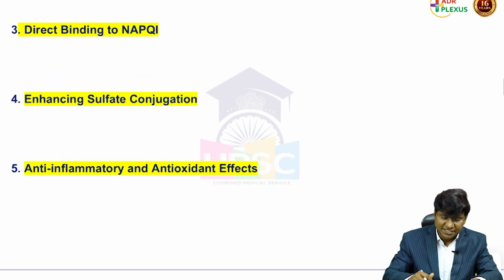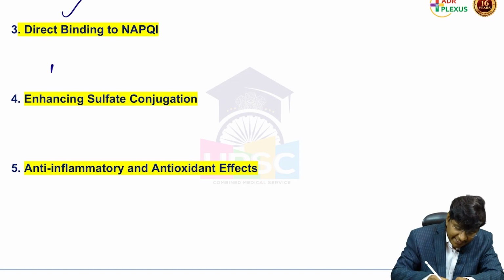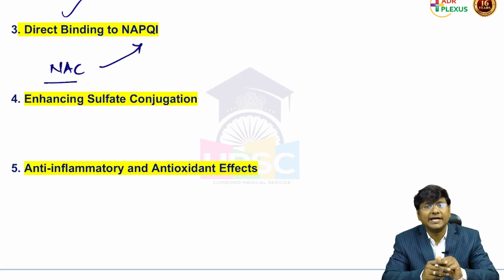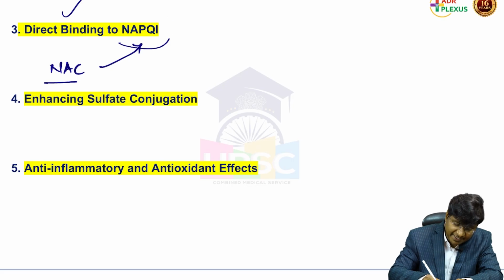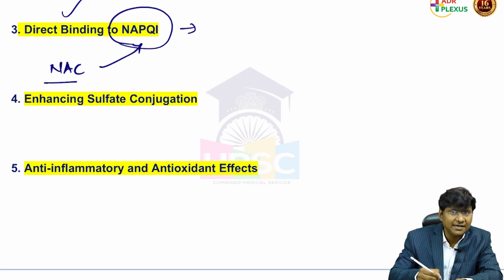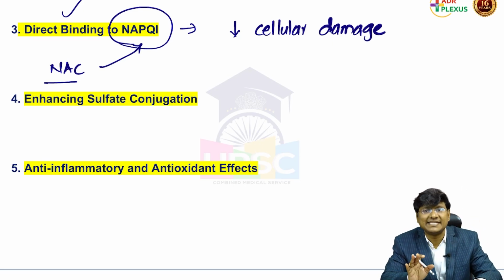And not only that, N-acetylcysteine can directly bind to the NAPQI, reducing its availability to cause cellular damage. Because it is binding to this NAPQI, this will reduce the cellular damage. So this helps in detoxifying the NAPQI independent of the glutathione.